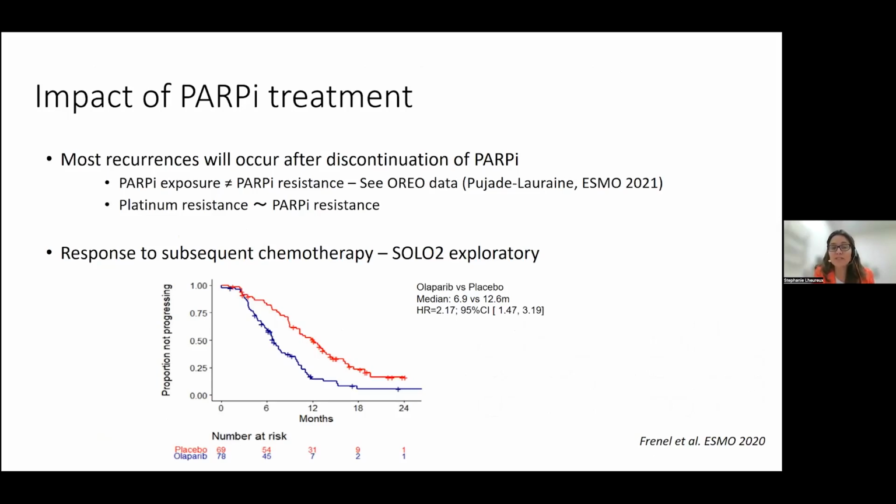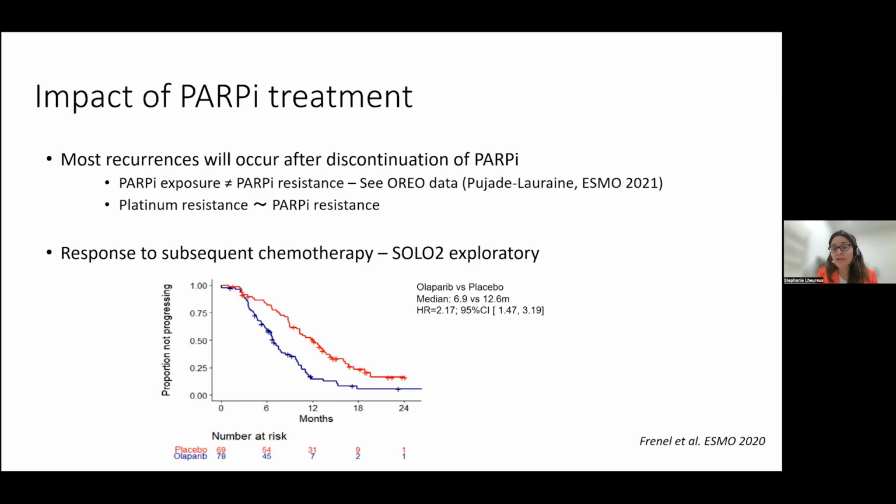So there are 2 important concepts. First of all, as you can see, all the trials in the first-line setting have a specific duration of PARP maintenance, either 2 years or 3 years. So PARP exposure does not necessarily mean PARP resistance, and that was already shown by a recent study. What we know is that PARP resistance is usually platinum resistance. But we also know that when we give a PARP inhibitor treatment to a patient, you may have a different response to the subsequent chemotherapy.